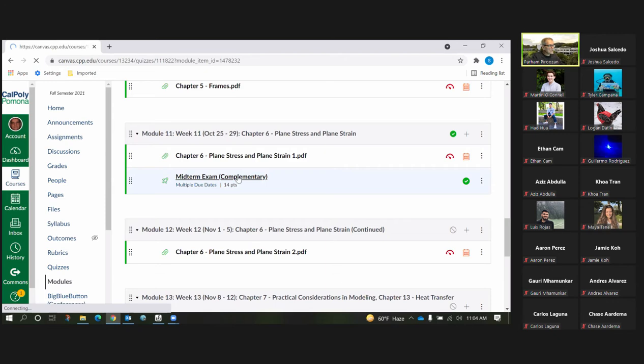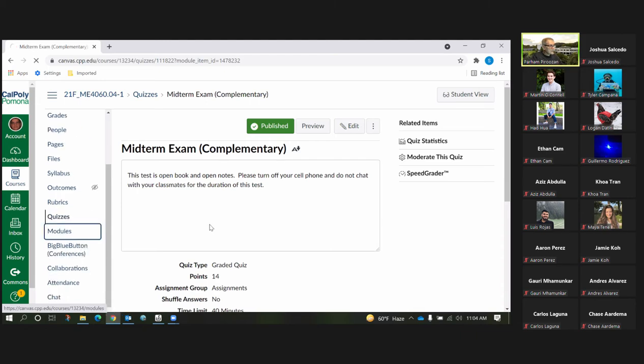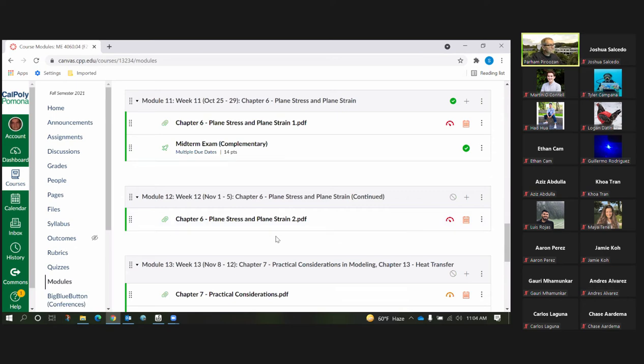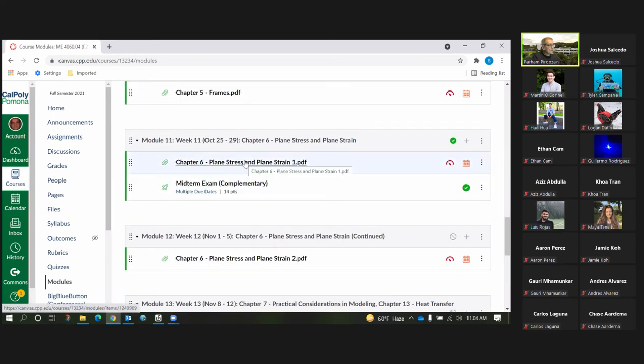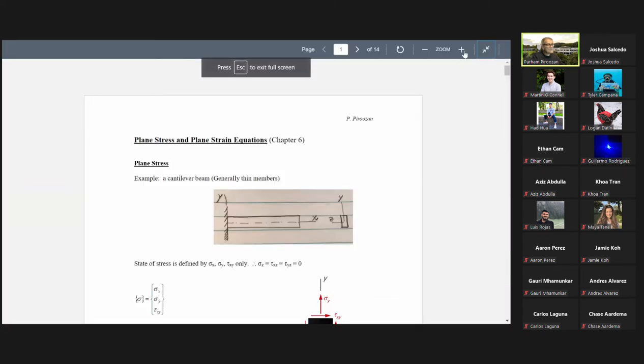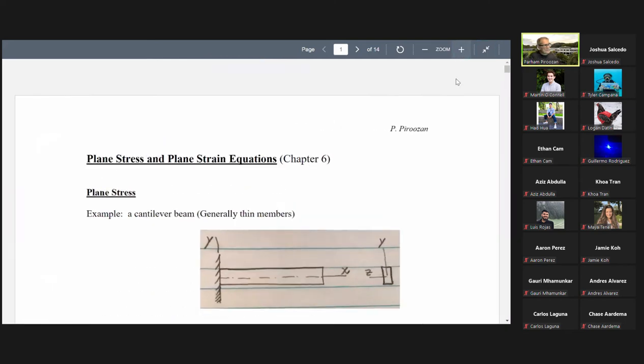Let's go to the document, plane stress and plane strain. This is what we are going to discuss today. We are going to talk about basically triangular elements, the simplest type of two-dimensional elements.